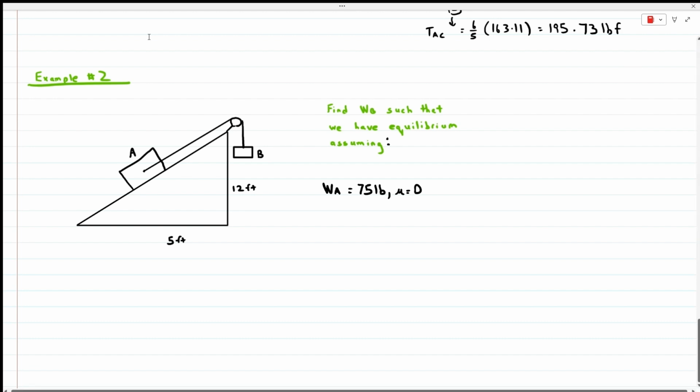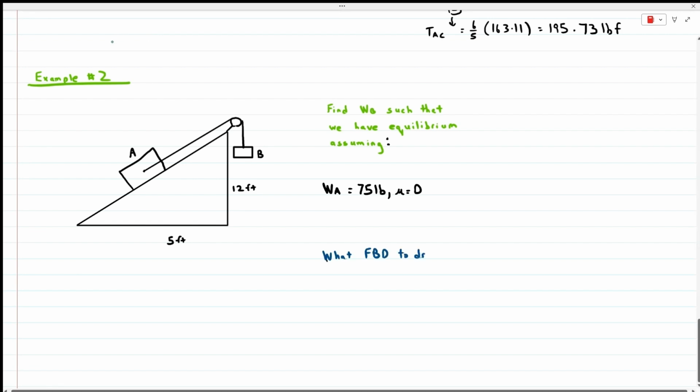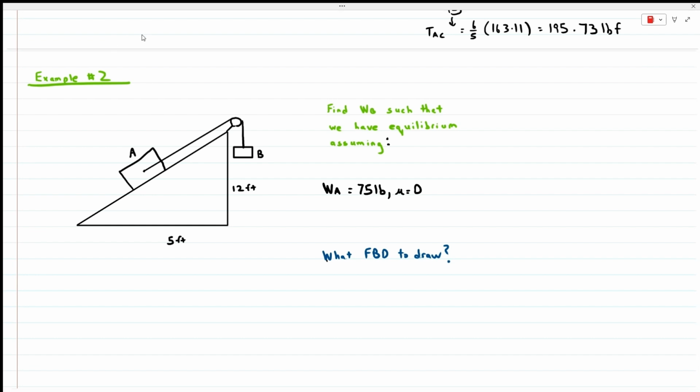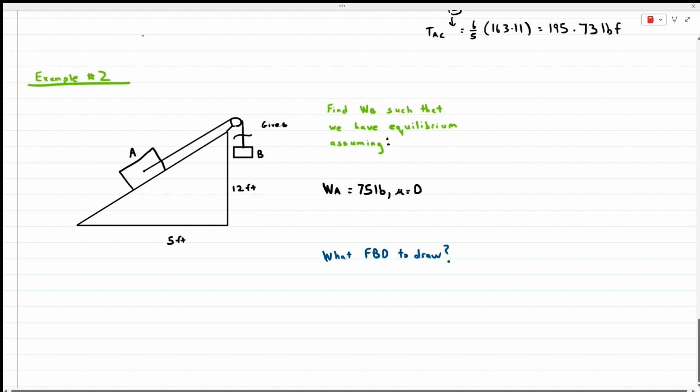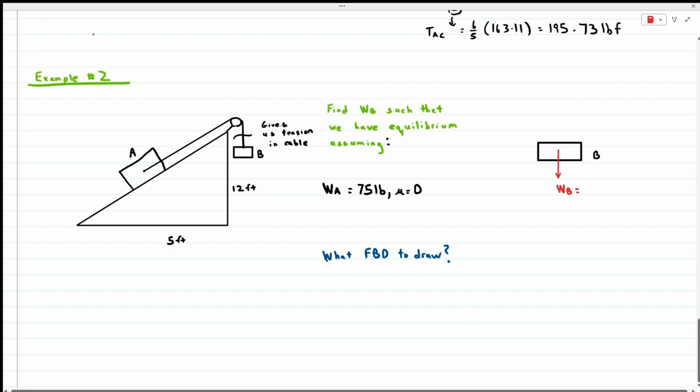Okay. Now, some of the questions students ask at this point is, what free body diagram do we draw? If we draw the free body diagram of this section shown here, we'd find that tension, but we don't know the weight of box B. So after we draw this free body diagram, we can conclude that the tension is just equal to the weight of box B by summing forces in the y direction.